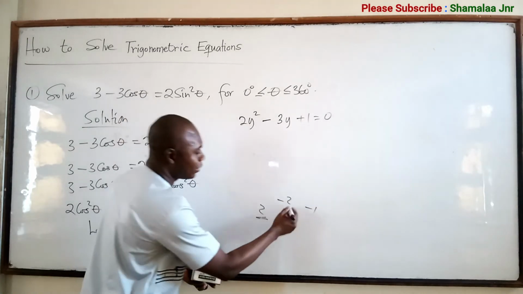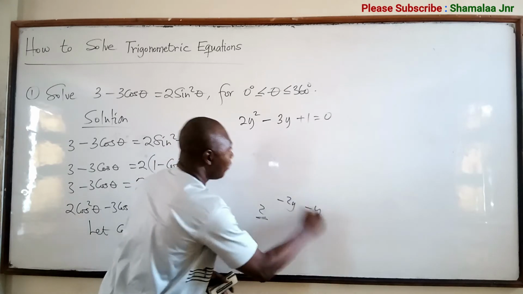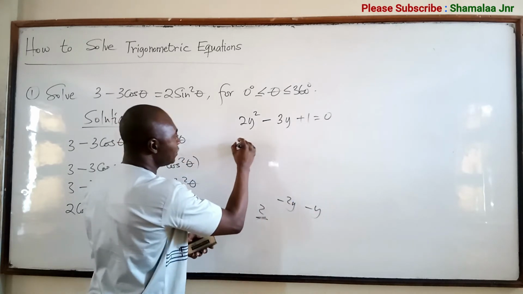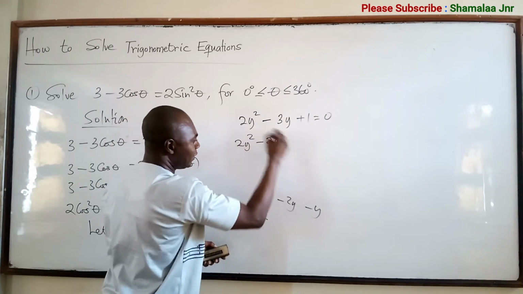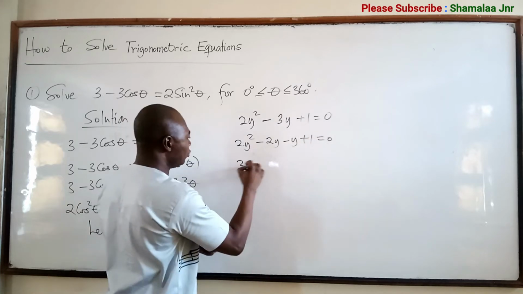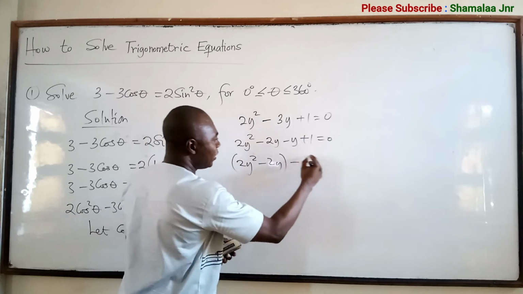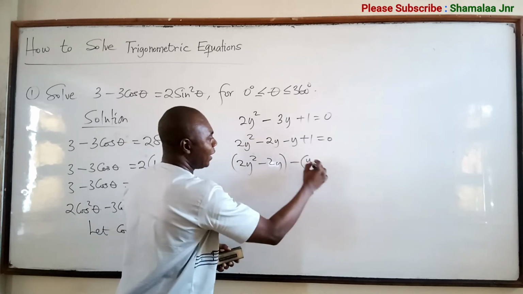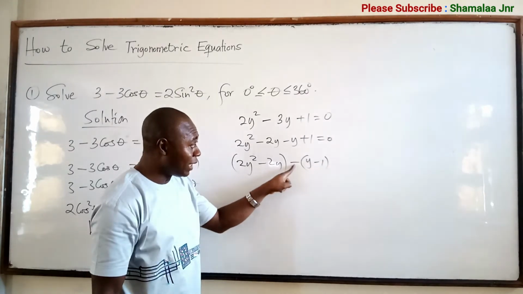If you attach y to them, this one will be negative 2y, and this one will be negative y. So this means we have 2y squared minus 2y minus y plus 1 is equal to 0. This one will be 2y squared minus 2y, let's put this in bracket, minus y minus 1. This has to be minus so that when you expand it, it works.